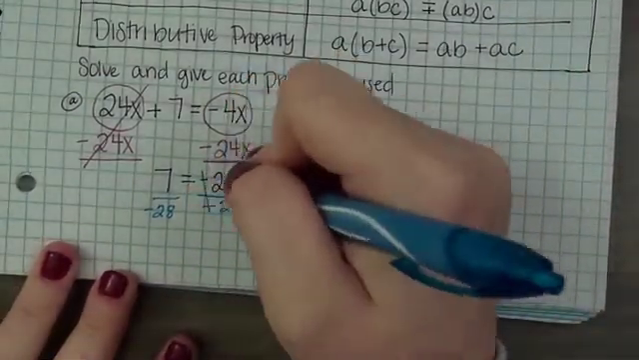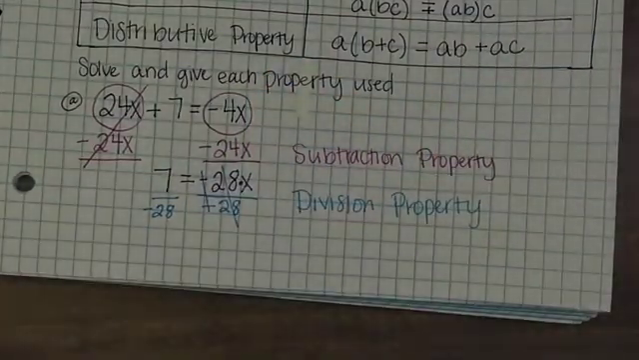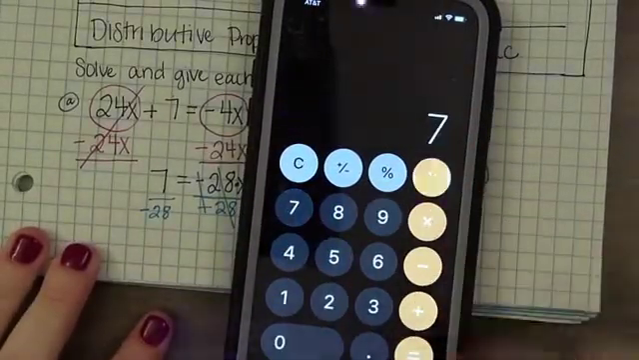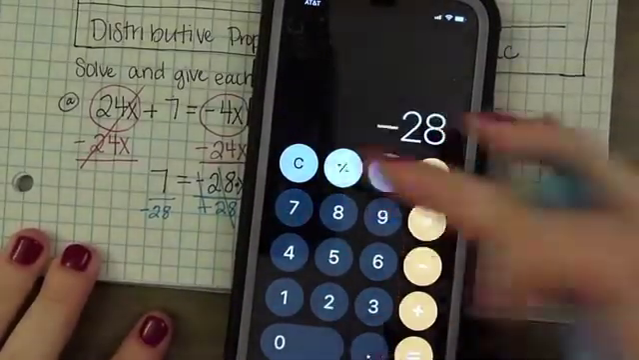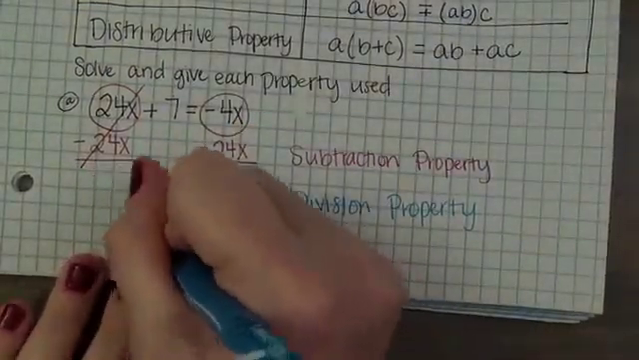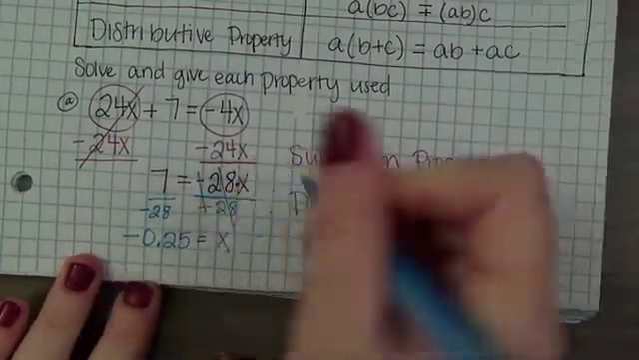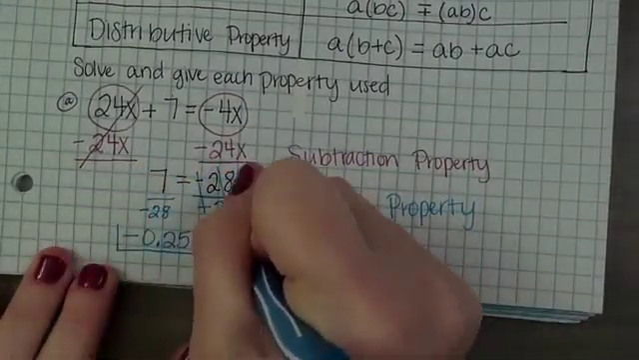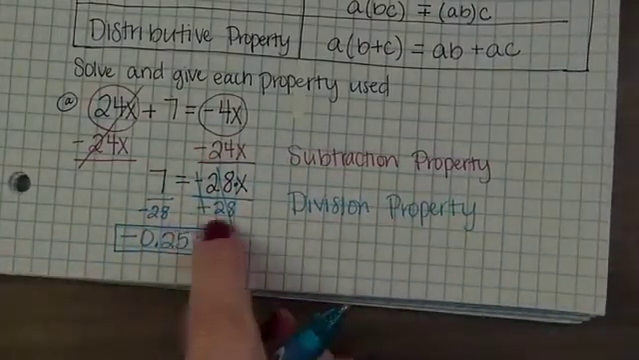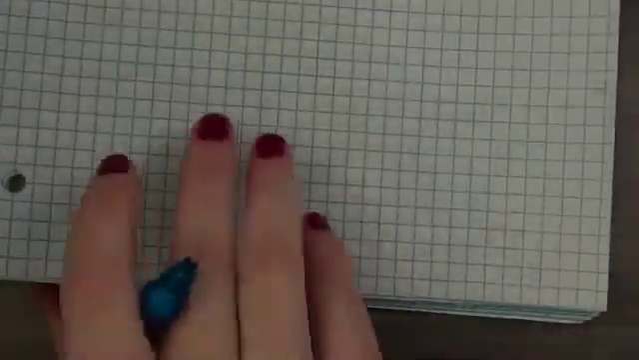A negative divided by a negative cancels. 28 divided by 28 cancels. So then I would do 7, and I'm just going to do it on my calculator. 7 divided by 28. Make sure you hit that negative. And you get -0.25 equals, bring down your x. And that would be your final answer. The only thing that we did differently is that we wrote the properties that were happening each time. Okay, so now we're going to do another example.